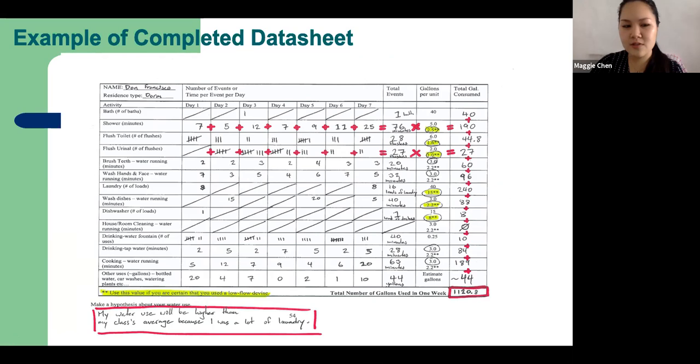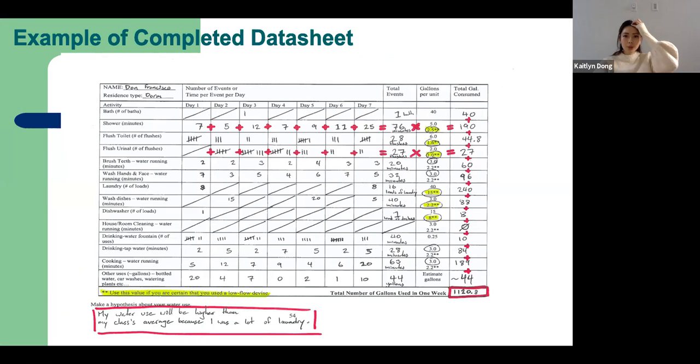And at the top, right under where it says name, you would also put in your residence type. Along with dorm, you can put in apartment or house or multi-story complex, something like that. Whatever residence type you're living in, you would just fill out that part. Did anyone have any questions about how to fill in this chart?